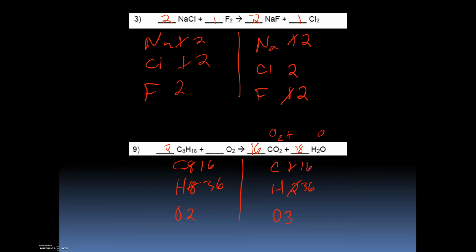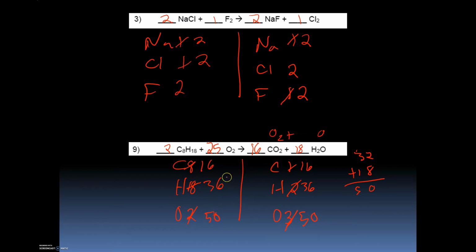That gives you 16 carbons. But 16 times 1 gives you 16. Now we look at our oxygen. So we have 16 times 2, which is 32, plus 18. So that's going to give you 50 oxygens. Now we can work with that because that's an even number. So what times 2 gives you 50? 25. So we put 25 there, and now we have our 50 total oxygen.